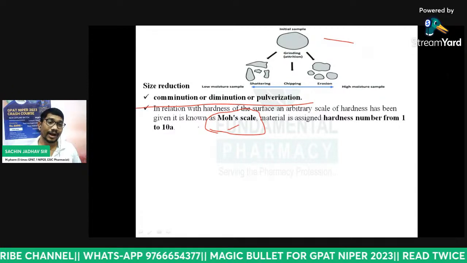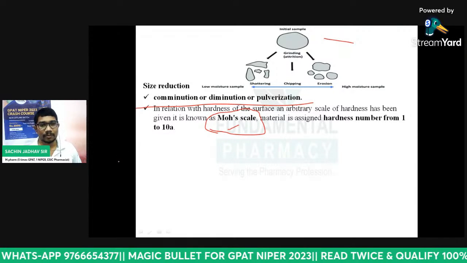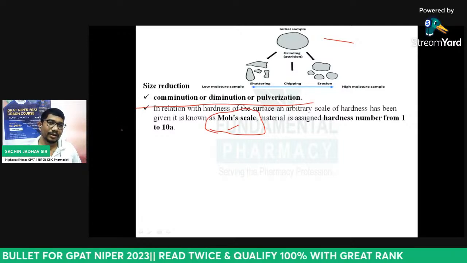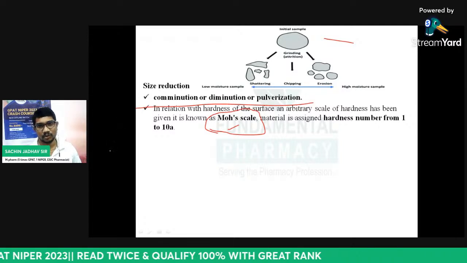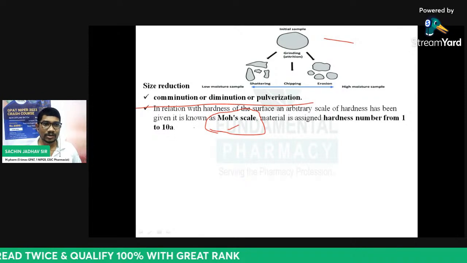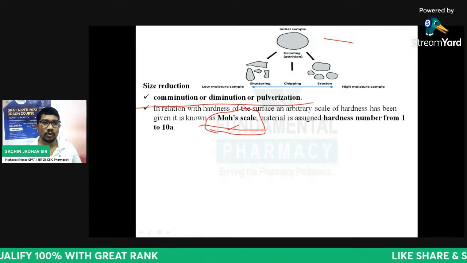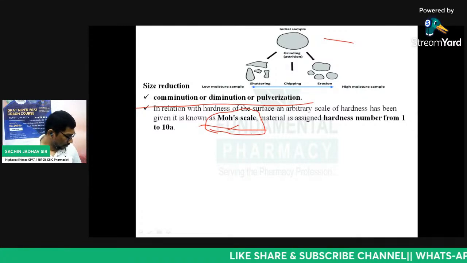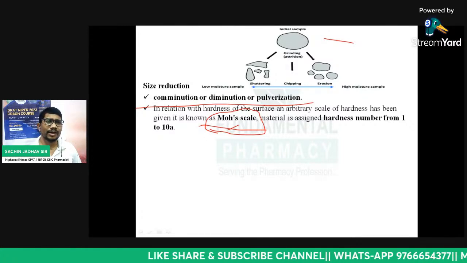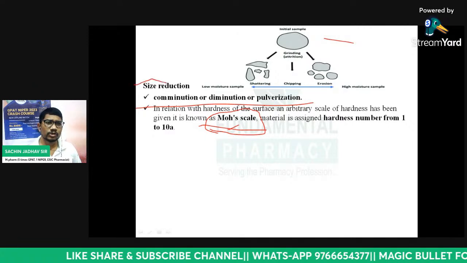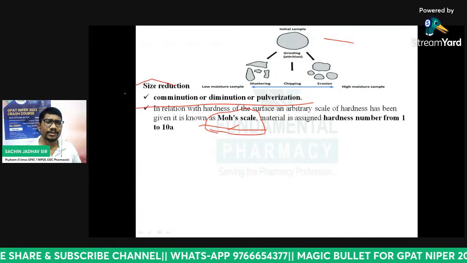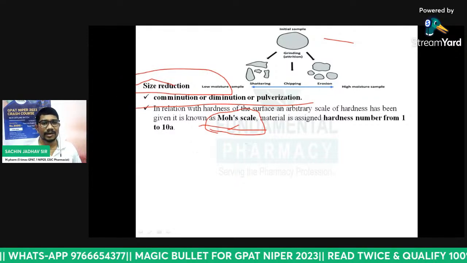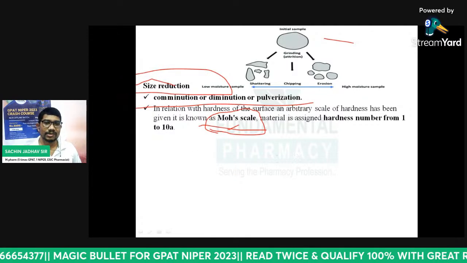So in relation to the hardness of the surface of the material, there is one arbitrary scale known as a hardness scale, or it is also known as a Mohs scale. M-O-H-S, Mohs scale. So Mohs scale is related with the size reduction. तो आपको क्वेश्चन आ सकता है, Mohs scale is related with the size reduction. Remember that.